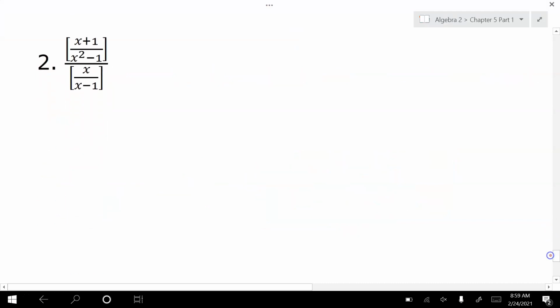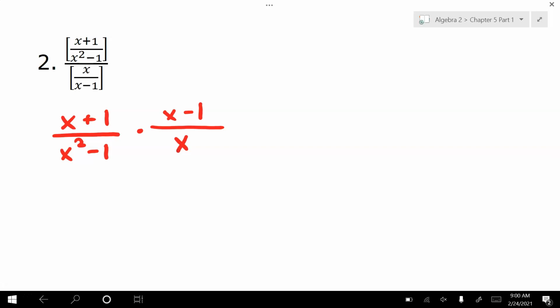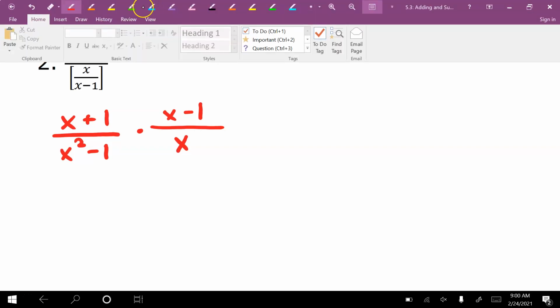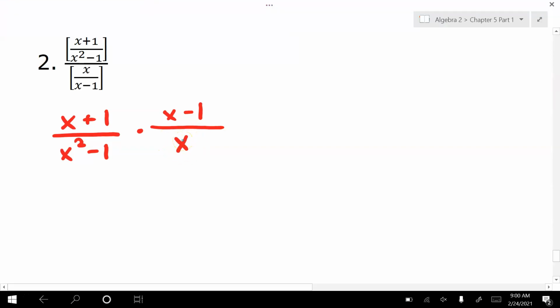If you look at number 2, can you tell me first how to rewrite it so it's a multiplication problem now? Good. Okay, we're multiplying. We're not adding and subtracting, so we do not need common denominators. But it might be helpful for us to factor the denominators just so we can see if there's anything that we can cross off. You probably can't do anything to the second fraction because it's just over x. But how can we factor the bottom of the first fraction?